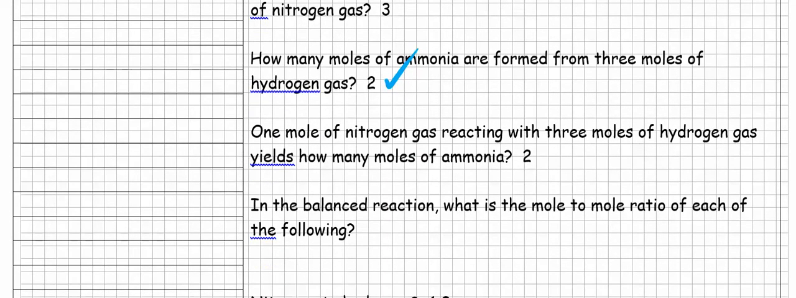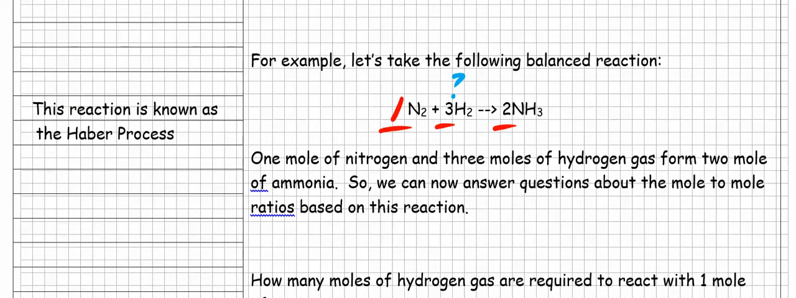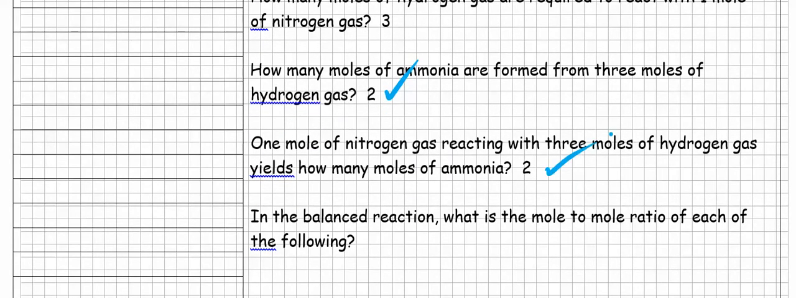So let's ask another one. 1 mole of nitrogen gas reacting with 3 moles of hydrogen gas yields how many moles of ammonia? Okay, so let's just look at the balanced equation. 1 mole of nitrogen plus 3 moles of hydrogen yields 2 moles of ammonia, and that would be our answer. 2 moles of ammonia. Got it. Let's go to the last one.